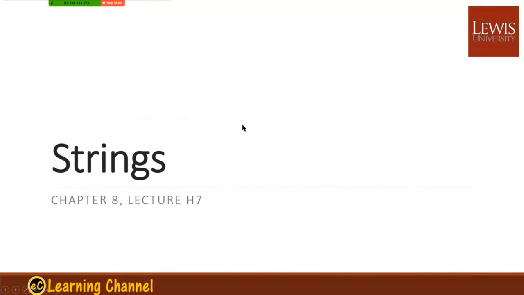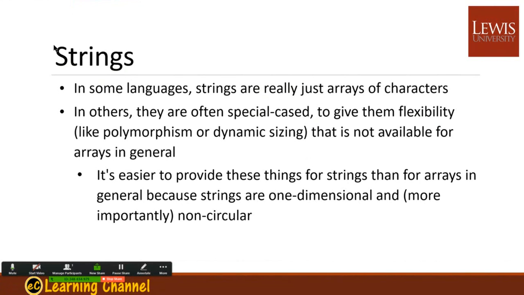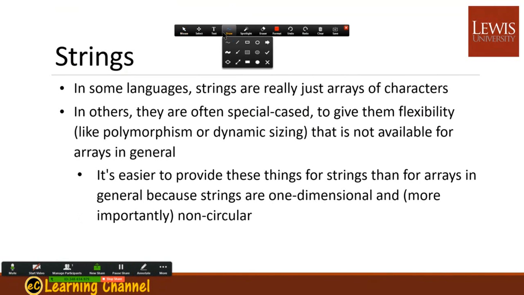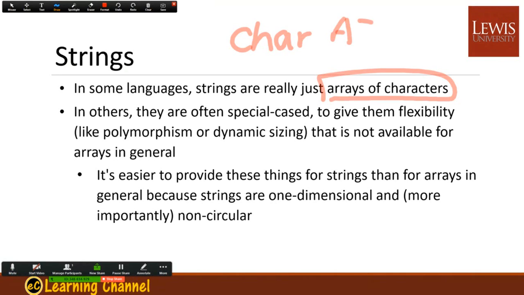String data type. The string data type is defined in different ways for different languages. So here we are going to discuss the string data type. In some languages, strings are really just arrays of characters, especially in C language. C language actually has no concept of a string. For C language, there is only a character array. So usually you either use a character array or you use a pointer.